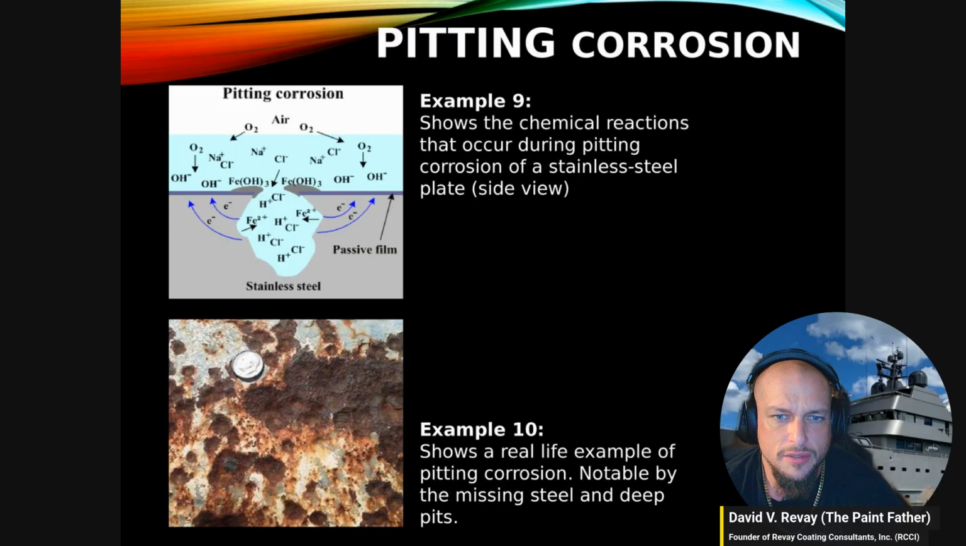Pitting corrosion. It's pretty self-explanatory, just deep pits, usually along pipes. And this shows pitting corrosion on a stainless steel substrate and the various chemistry that occurs.